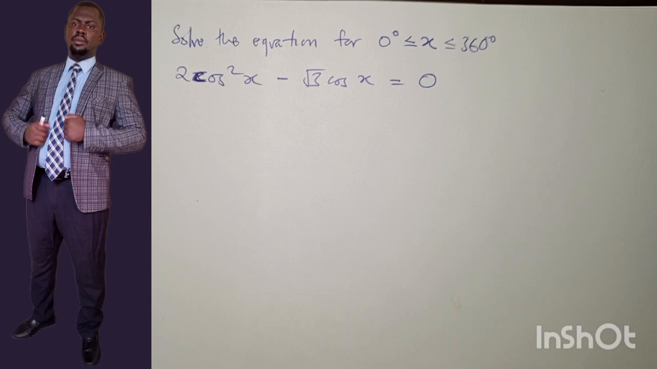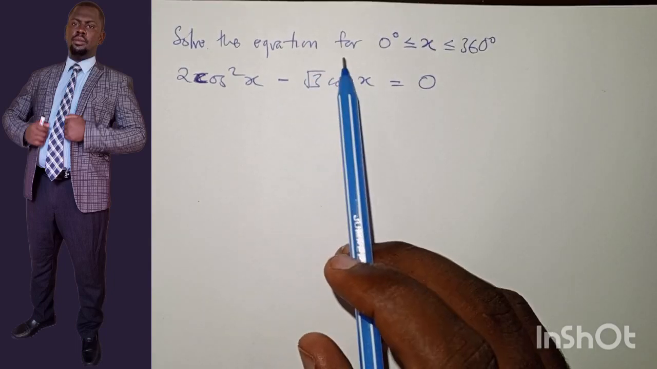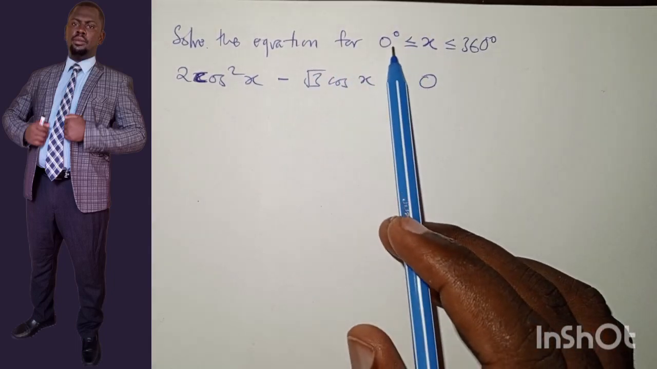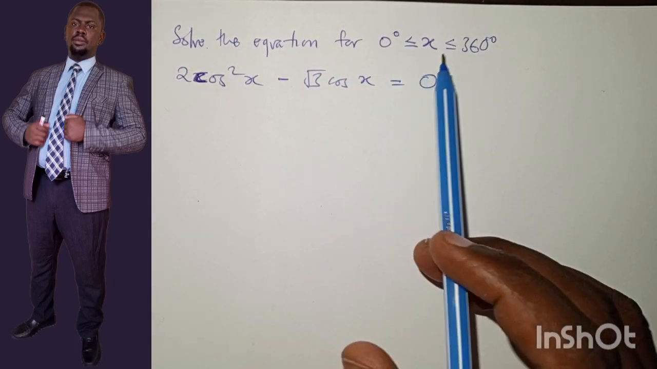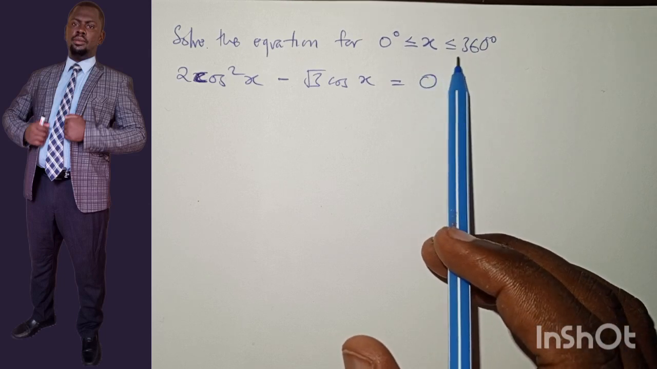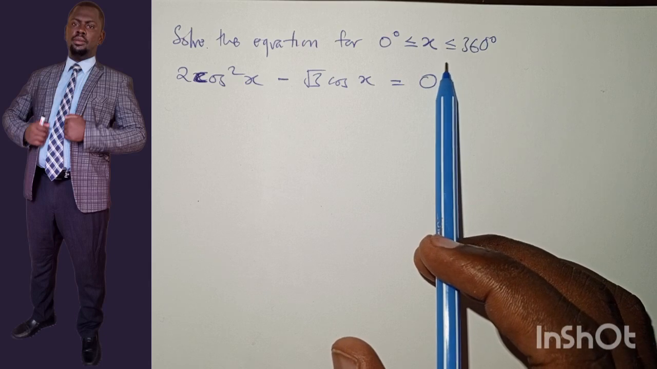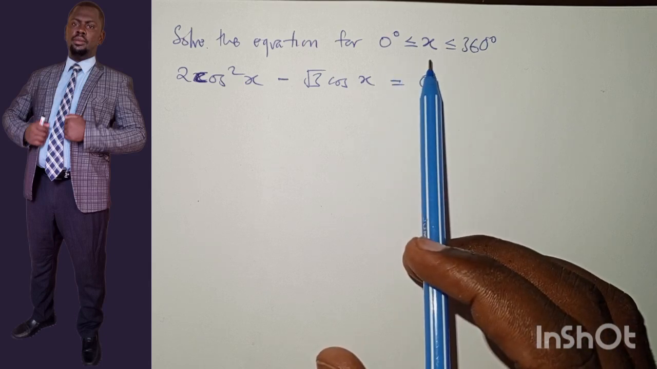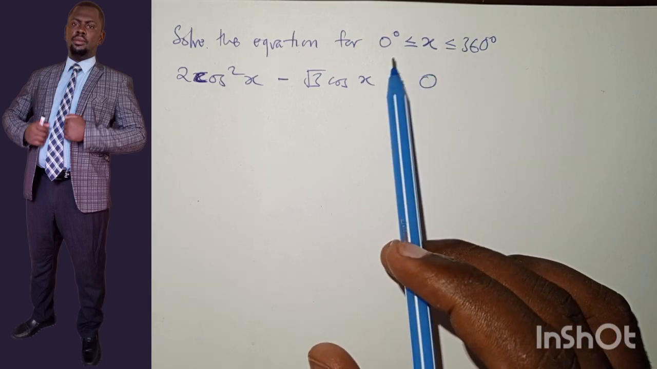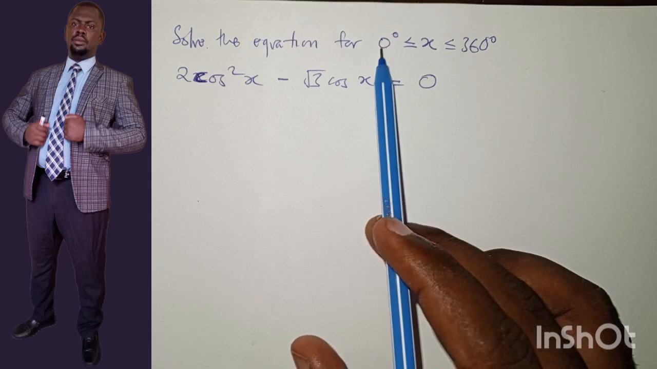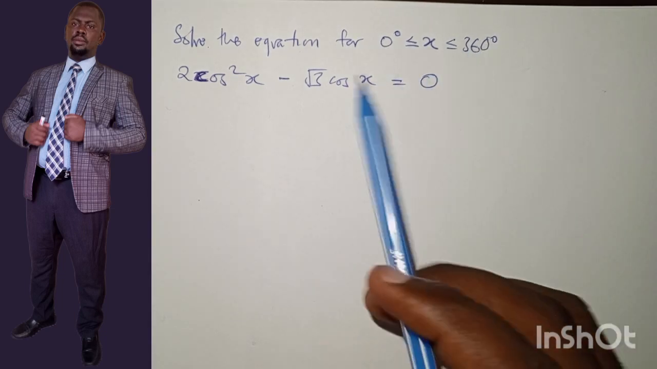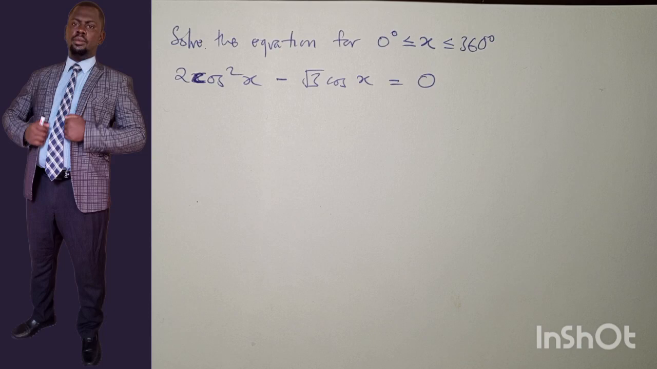Okay, so today I want us to look at this question. Solve the equation for 0 degrees less or equal to x less or equal to 360 degrees. So this is just the range of values. So we can have values from 0 degrees to 360 degrees.